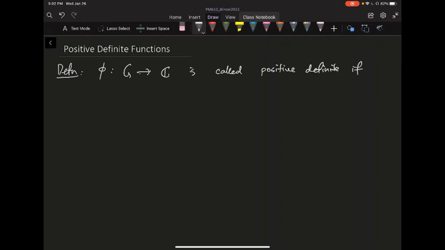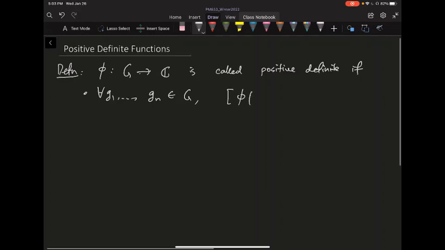If the following happens: first of all, for every g1 up to gn inside G, I can consider an n by n matrix. I evaluate phi, for the ij-th entry, at gi inverse gj. I evaluate at that point for the ij entry, so I get an n by n matrix. And for an n by n matrix, I can talk about its being positive definite. So as long as this matrix is a positive definite matrix.